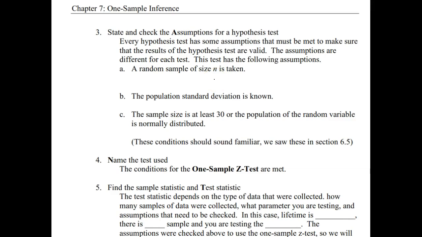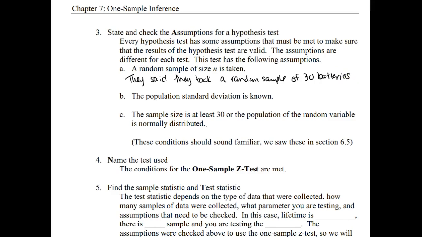Okay, so all of our hypothesis tests are going to have this first assumption that we took a random sample. Again, we want a representative sample from the population. So the first condition here is that a random sample of size n was taken, and this was given. So, all right, they said they took a random sample of 30 of these batteries.